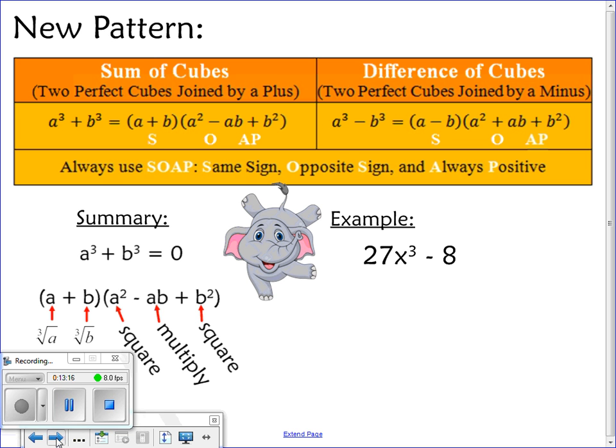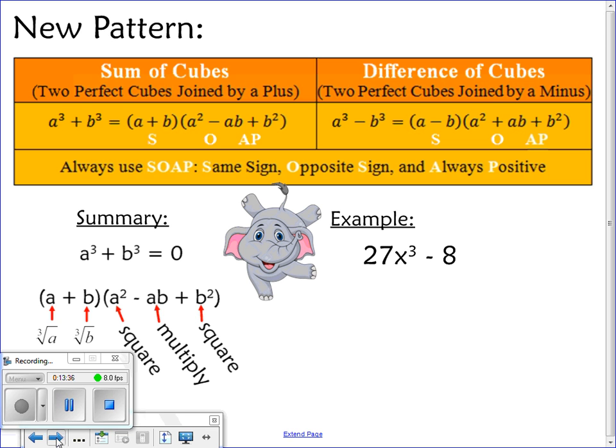For the cubes, it can have a plus or a minus in between there, and it doesn't matter. Difference of squares had to be a minus. Cubes can be plus or minus. Okay? So here's how this goes. You have to memorize the pattern. And it's not terrible. Once you use it a couple times, you start to see it. It's not too bad.